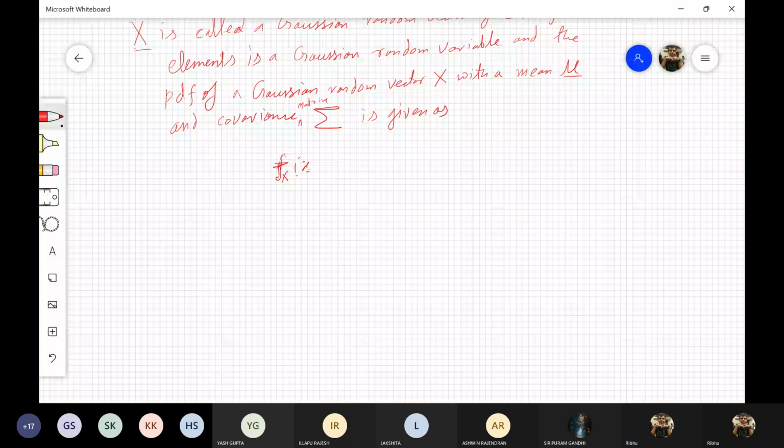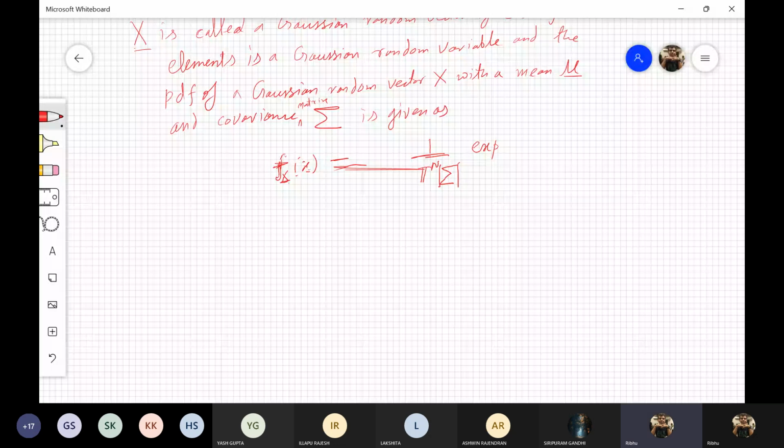equals 1 upon pi to the power n, determinant of sigma, exponential of minus (x minus mu) Hermitian sigma inverse (x minus mu).